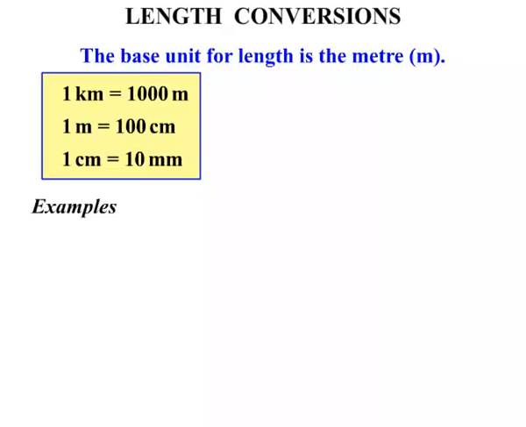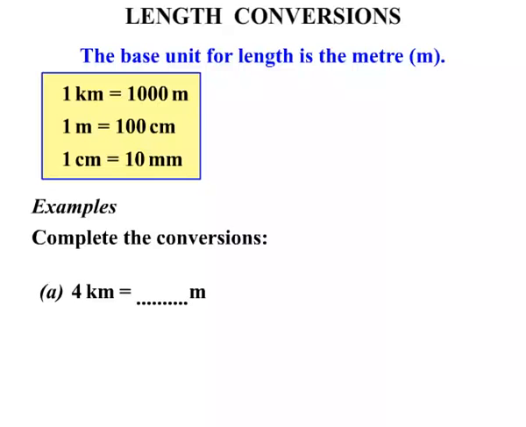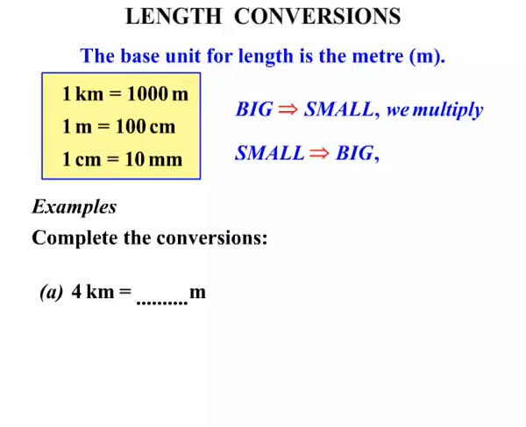Let's look at some examples. We're asked to complete the conversions. In the first one, 4 kilometres equals how many metres? Now a couple of things to think about. If we're changing from a bigger unit to a smaller unit, we will multiply. If we're changing from a smaller unit to a bigger one, we will divide.